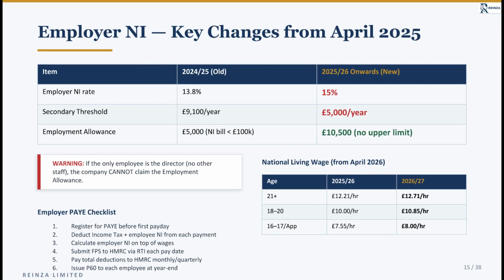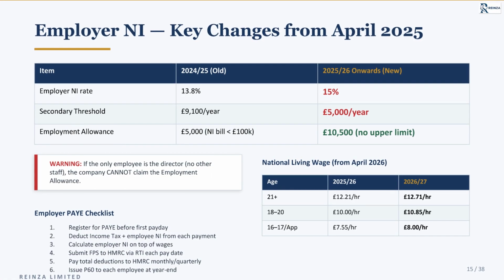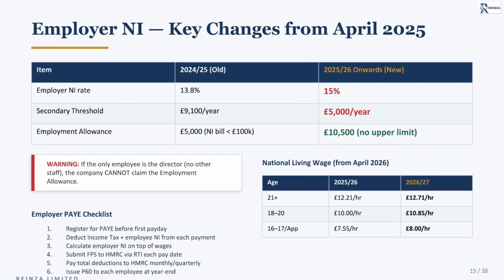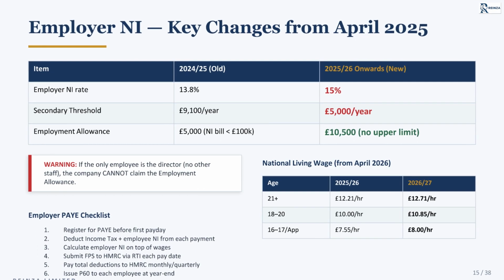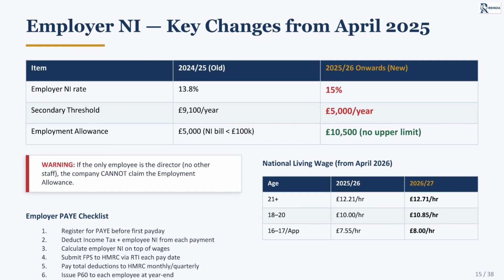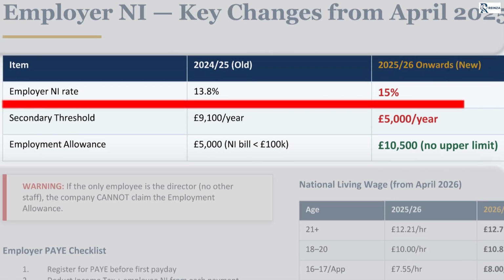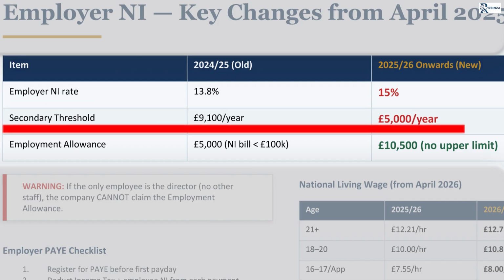There have been major changes to employer national insurance from April 2025. Let me highlight the 3 key changes. First, the employer NI rate has increased from 13.8% to 15%. Second, the secondary threshold, which is the point at which employer NI starts, has been reduced from £9,100 per year down to just £5,000 per year.